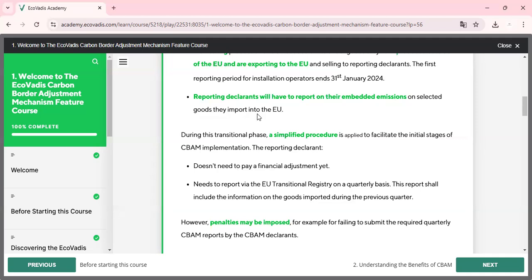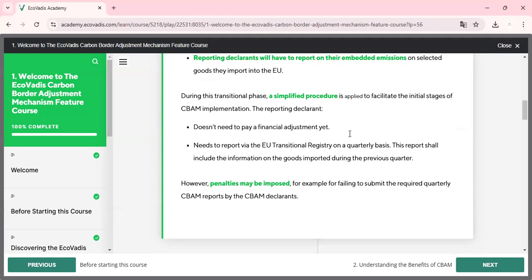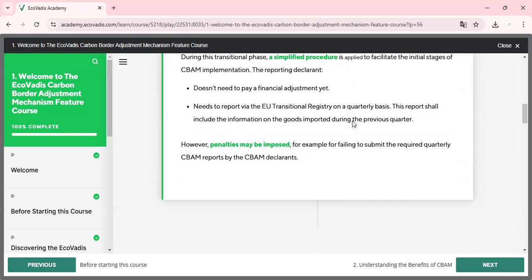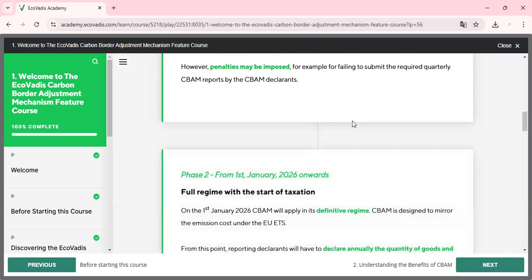During this transitional phase, a simplified procedure is applied to facilitate the initial stages of CBAM implementation. The reporting declarant doesn't need to pay a financial adjustment yet. Needs to report via the EU Transitional Registry on a quarterly basis. This report shall include the information on the goods imported during the previous quarter. However, penalties may be imposed, for example for failing to submit the required quarterly CBAM reports by the CBAM declarants.